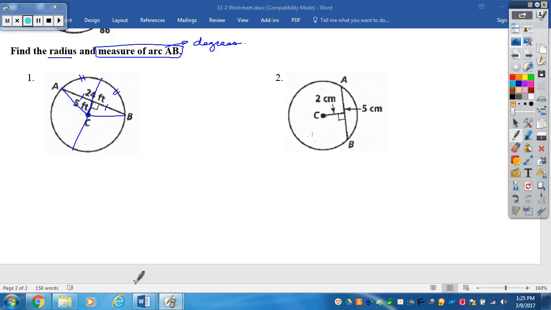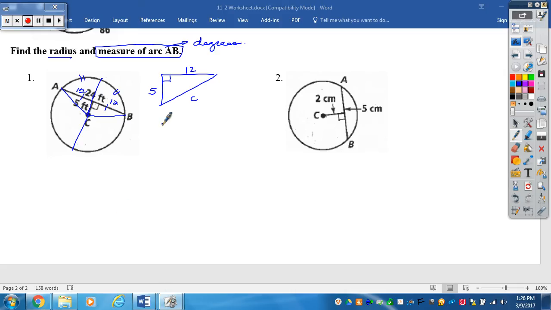Now, remember that this diameter right here bisects this chord and the arcs. Okay? And so I can go ahead and break this up. This would be 12. And that would be 12. Okay? Now, in order to find the radius, I hope that you can see, if not, I'll go ahead and draw it out here. To find the radius, all we're going to do is go ahead and use your Pythagorean theorem.